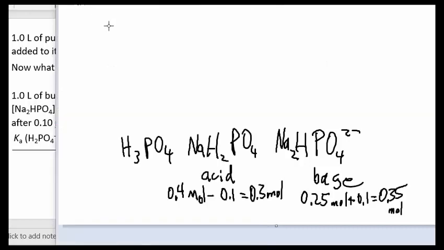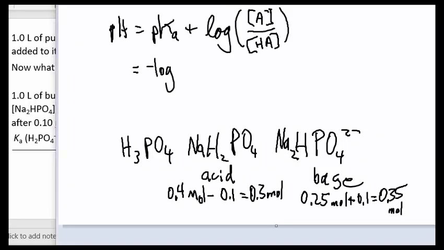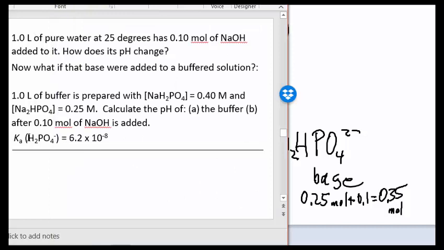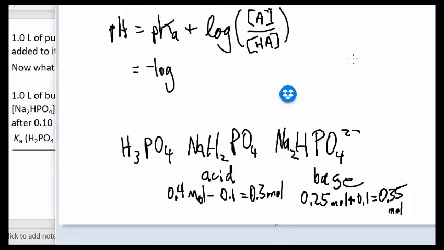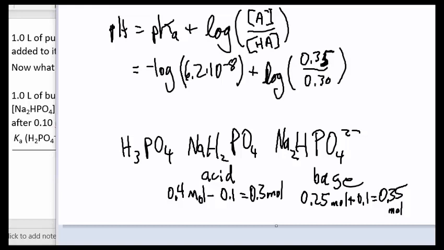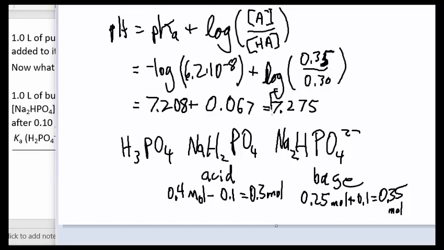Now that we know the amounts of acid and conjugate, we can use Henderson-Hasselbalch. Now, the Ka of our weak acid is given right here. So to turn that into a pKa, we will take the negative log of it. And when using the Henderson-Hasselbalch equation, we can use a mole ratio as well as a molarity ratio. And we can see that the solution remains very neutral. This buffer was well prepared for the addition of base.